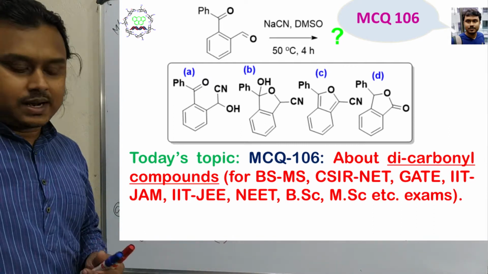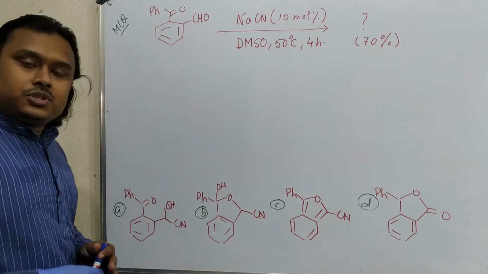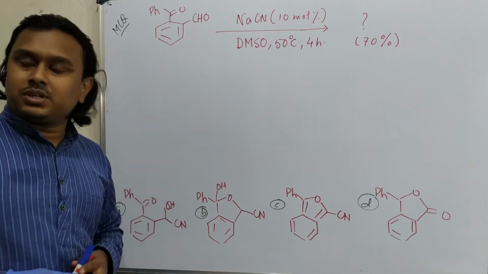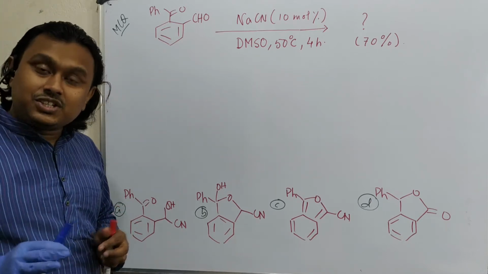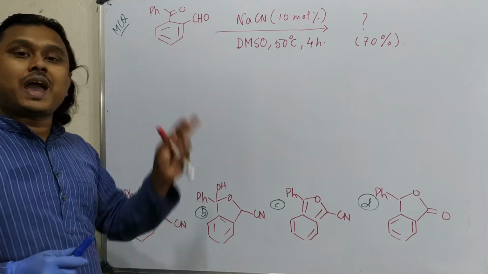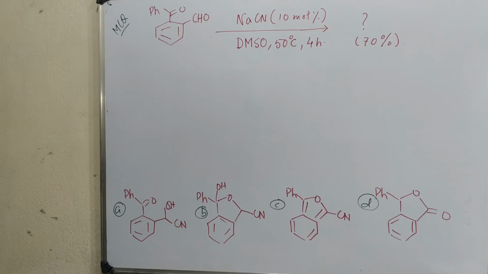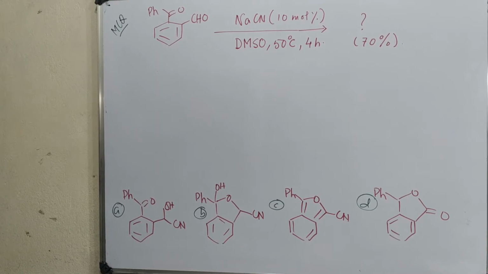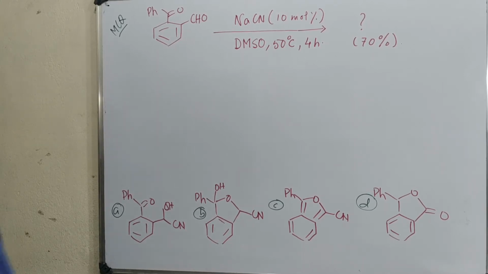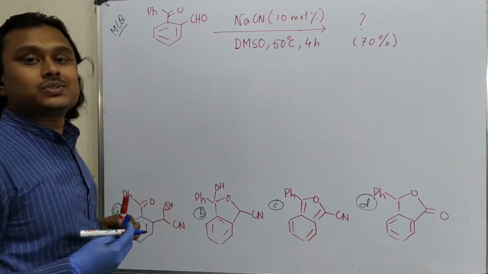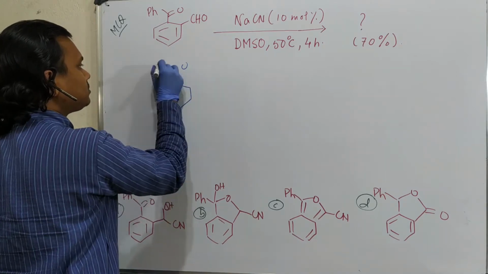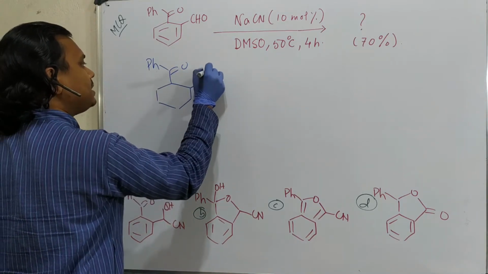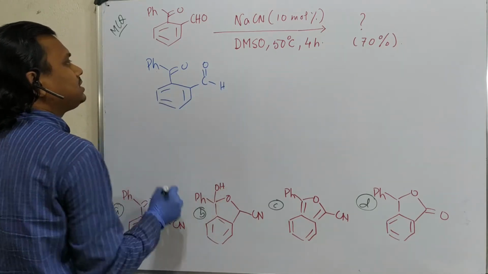So let's start. As usual, I first request you students, please read the question carefully, because you need to check two things. First of all, what is the nature of the reagent, and what is the nature of the reactant. If you understand these two things, it's very easy for you to answer the question. Now, a simple thing, first part: what is the nature of this reactant? Just look at it. This is actually a ketone and an aldehyde.